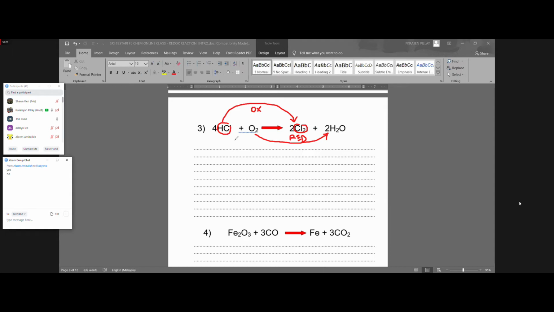Which is your OA, oxidizing? Chlorine? No. Where is chlorine? I told you your oxidizing agent and reducing agent is one of these. Oh, this is oxygen. Oxygen, yes. So oxygen is your oxidizing agent.